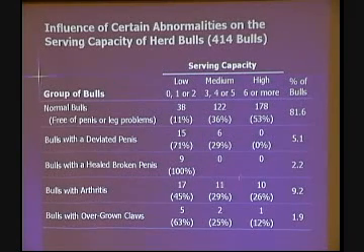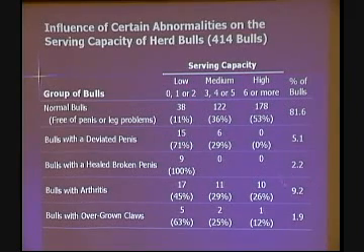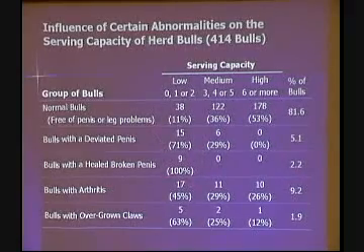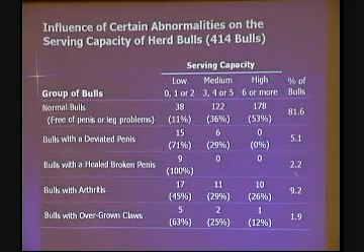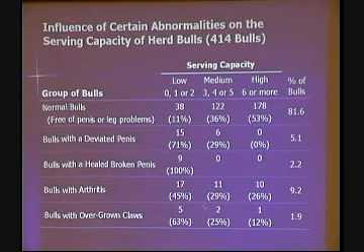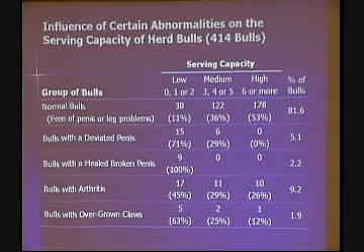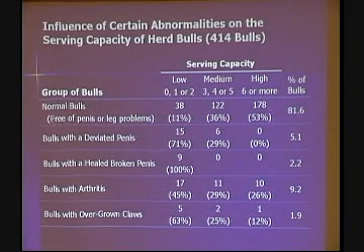Bulls with a deviated penis accounted for 5%, and 71% of them had a low servicing capacity. 2% had a broken healed penis. All of them had low servicing capacity. Arthritis was 9%. 45% of them had low servicing capacity, and 2% had overgrown dew claws, and that accounted for 63% in the low servicing capacity.